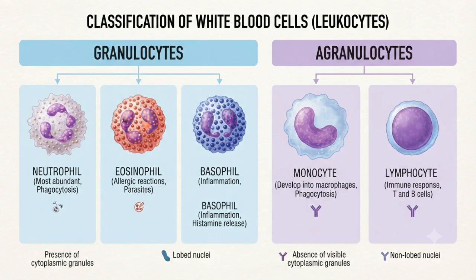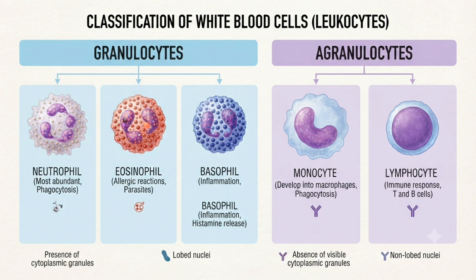Now let's discuss white blood cells, also known as leukocytes. Unlike red blood cells, white blood cells are colorless and have irregular shapes. They are produced in the red bone marrow, and some mature in the lymph nodes, tonsils, thymus, and spleen. White blood cells protect our body from diseases and infections.